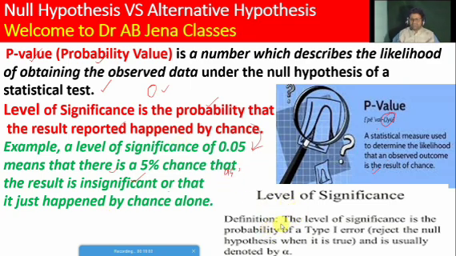The level of significance is the probability of a type 1 error, that is, rejecting the null hypothesis when it is true. Friends, in the next video we will definitely discuss the basic difference between type 1 error and type 2 error, and what type 1 error and type 2 error mean. It is usually denoted by alpha.